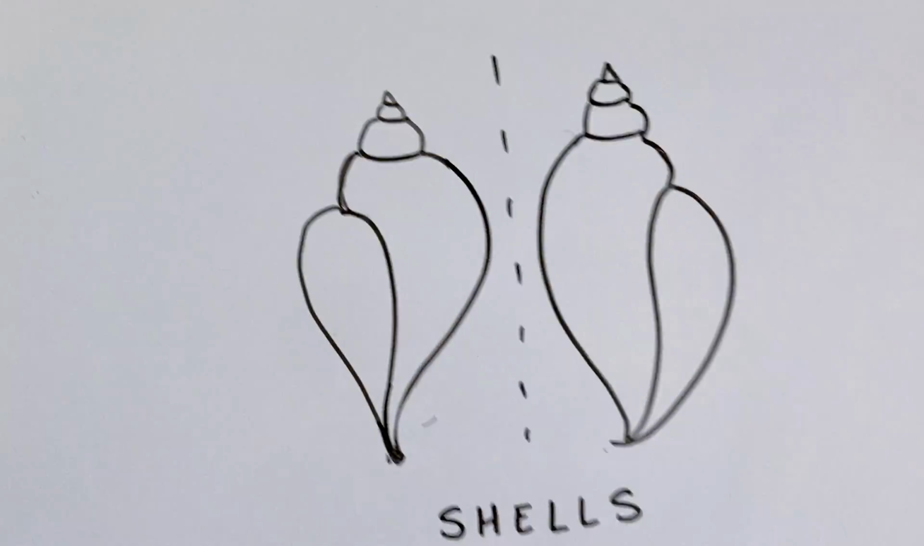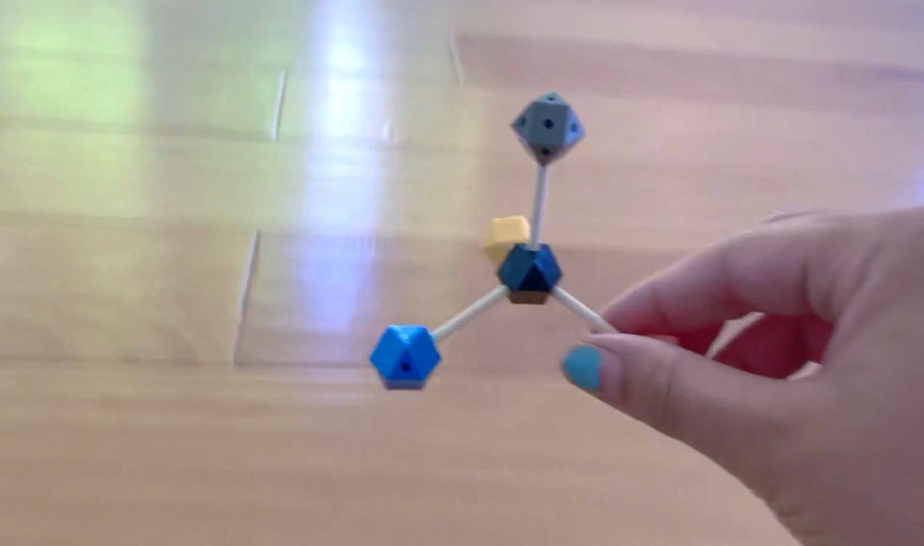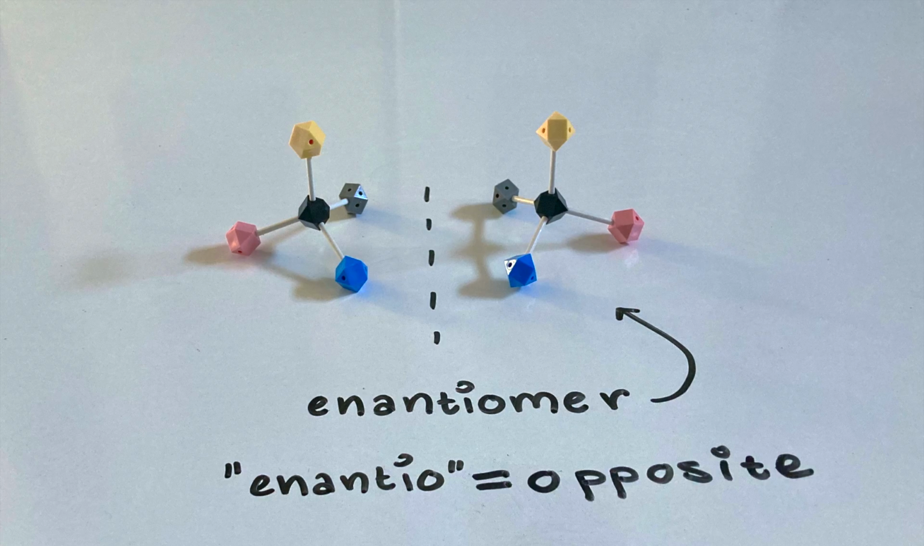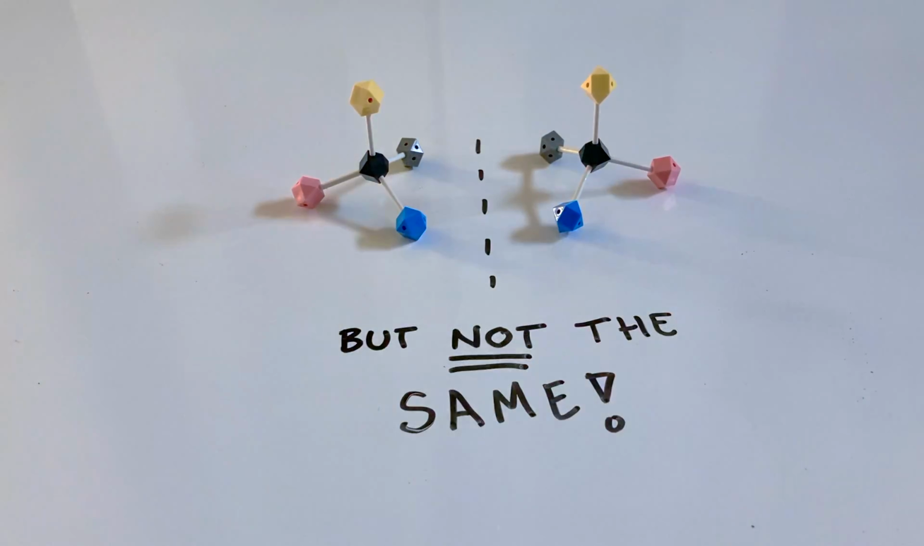Chirality isn't just some obscure concept, though. Almost all of nature is chiral. Hands, feet, paws, plants, shells, and proteins are all chiral. And when a molecule is chiral, like this one, its non-identical mirror image is called its enantiomer, which comes from the Greek word enantio for opposite. Enantiomers have the same molecular formula and chemical connectivity, but differ in the spatial arrangement of their atoms.